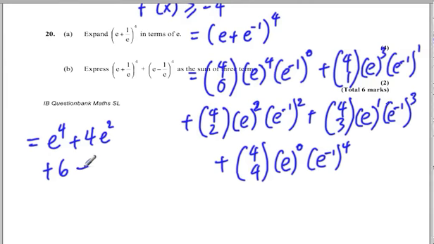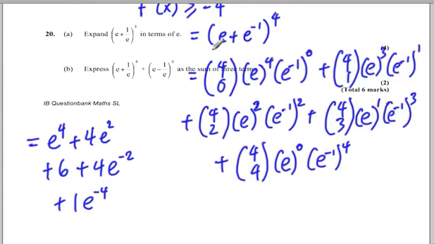And so what you can notice over here is this is going to be 4, this is e to the 1, and this is e to the negative 3. So 1 plus negative 3 is negative 2, so it's going to be e to the negative 2. And our last term, 4 choose 4, is 1. This is e to the 0, and this is e to the negative 4, so it's going to be e to the negative 4.